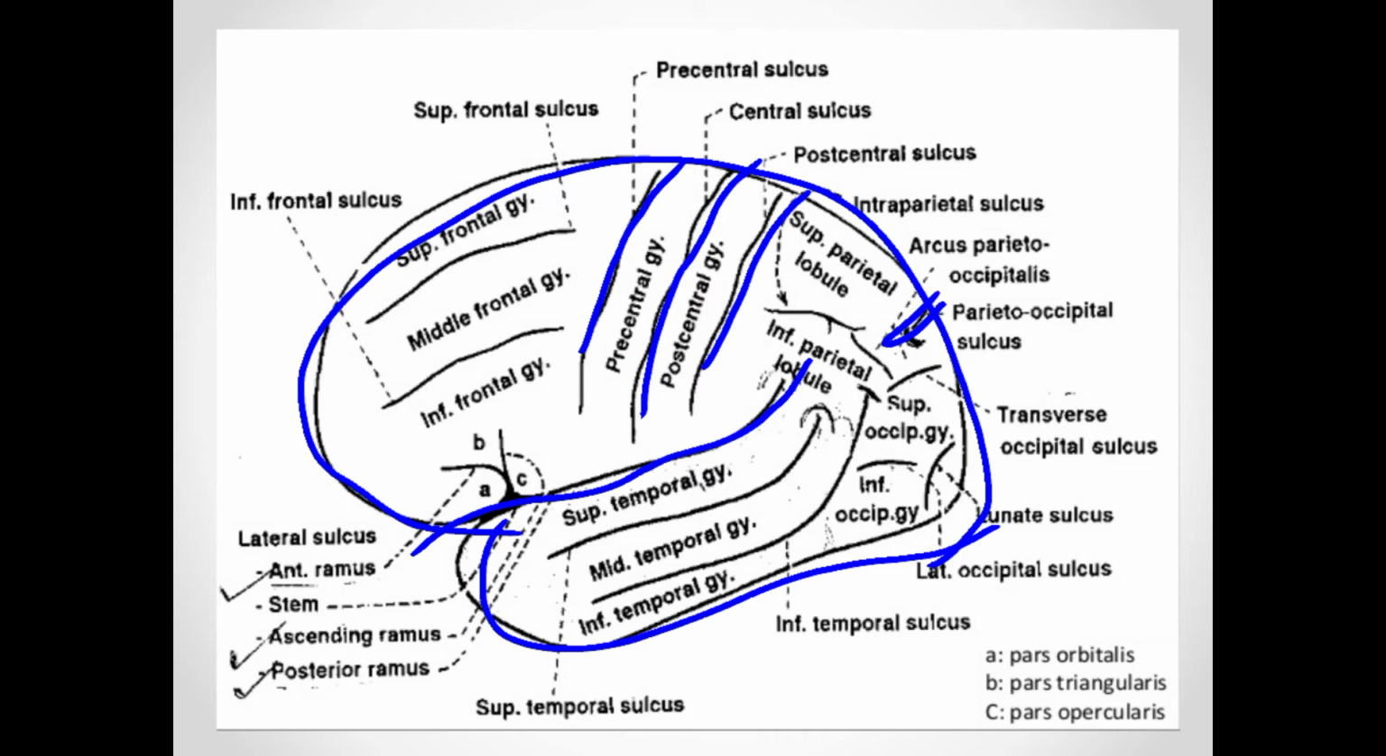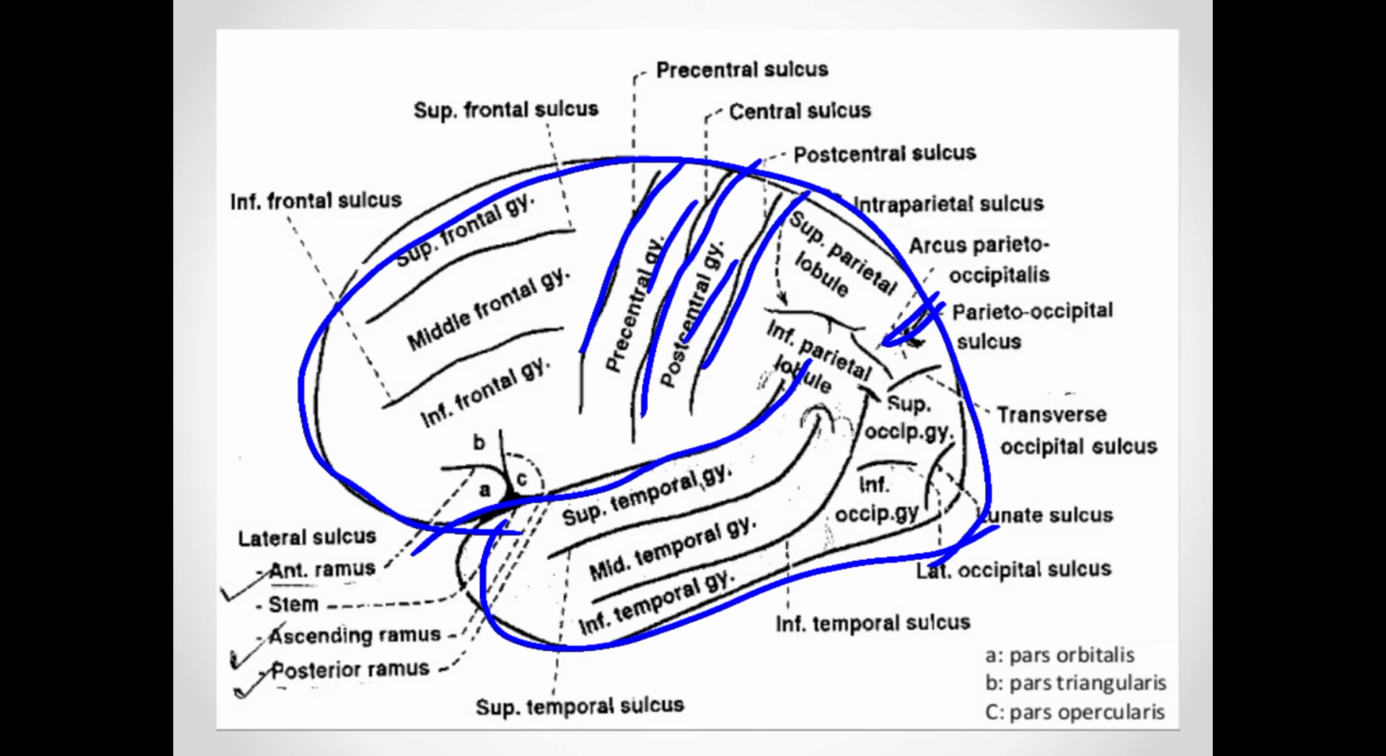The gyri are named the same way. This is called the precentral gyrus. This is called the postcentral gyrus. So two gyri: precentral gyrus and postcentral gyrus. Okay, next. Coming to the next part, you are seeing this lobe. Which lobe is this? This is the frontal lobe.